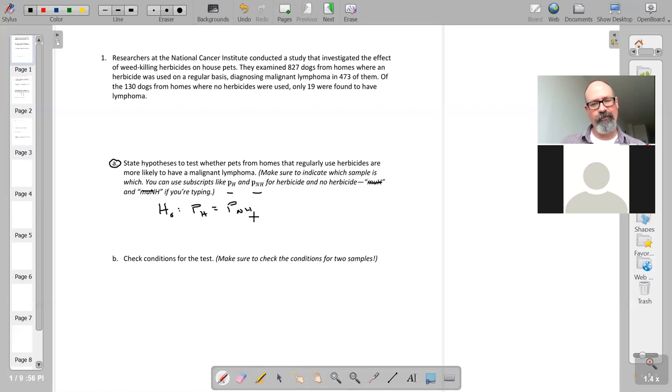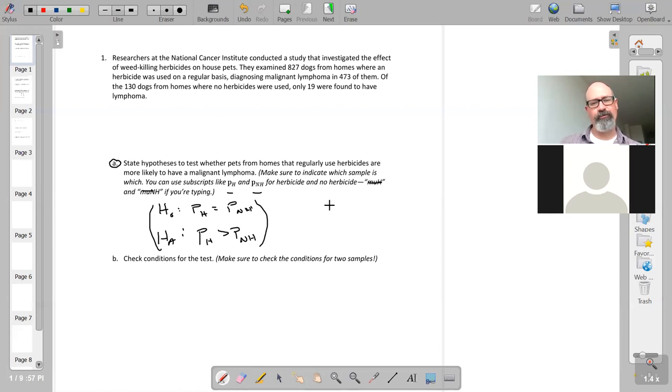So that's sort of the "nothing is interesting" hypothesis. Now the alternative can be formulated in more than one way, but the way this particular question is asked, I think there's a certain formulation which might make more sense than the other. And it's that the population of dogs, when you're dealing with dogs that live in homes where herbicide is used, that the proportion that get lymphoma is greater than the proportion of dogs that get lymphoma from homes that do not use herbicides. So this is probably how I would formulate the problem.